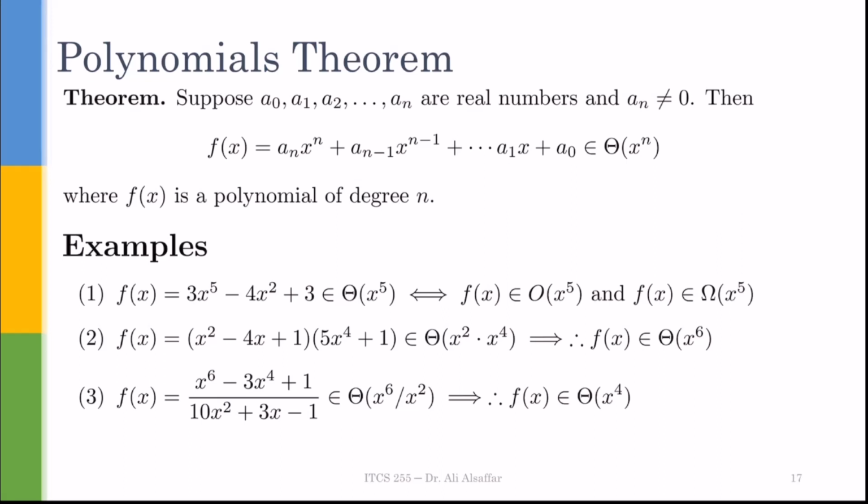Here we did not prove the theorem, but for the proof, if you follow the steps for the ad hoc calculations for finding big O, you can follow these steps to prove that this function belongs to big O. And also you can follow the same steps we have done for ad hoc calculations for big omega, that will be used as a proof that f of x belongs to big omega of the dominant term. Since f of x belongs to big O and f of x belongs to big omega, then it belongs to big theta.